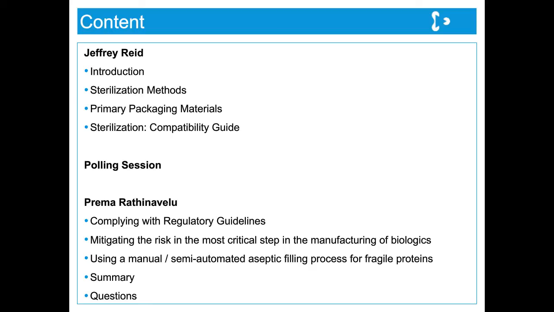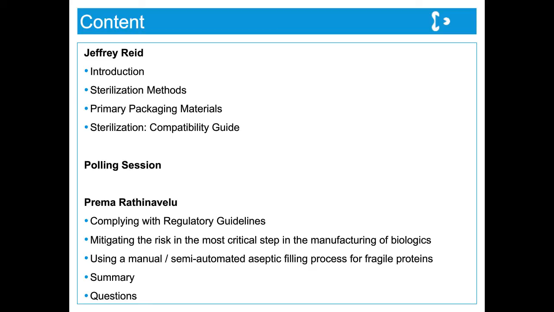After this, I want to touch on the different material compositions that can be utilized for primary packaging components. I have these categorized in 5 groups, which are glass, plastic, rubber, metal, and paper. Out of these 5 groups, I want to take out the 2 most commonly used material compositions for packaging drug products, which are glass and plastic. I want to then take these material compositions and provide you with a compatibility guide, which will give you insight on specific methods that should be utilized when sterilizing these material compositions. After this, we'll have our polling session.